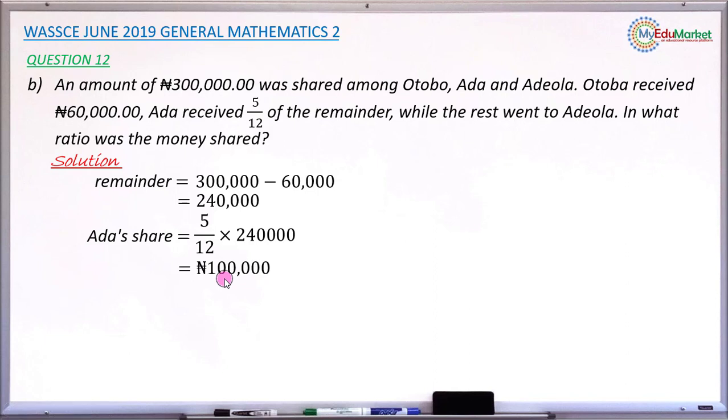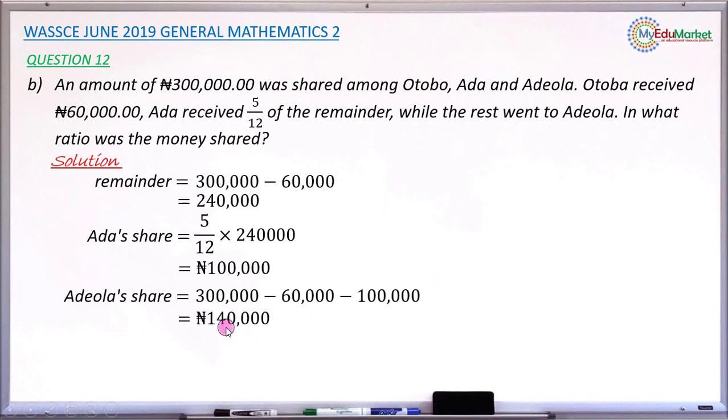So we can now move ahead and get Adiola's share. Adiola's share is going to be, from this 300,000, remove Otobo's share, which is 60,000, remove Ada's share, which is 100,000. What remains will be Adiola's share. So this is 300,000, the total money, minus Otobo's share, minus Ada's share. If these two subtractions are done correctly, you have 140,000. This will be Adiola's share.